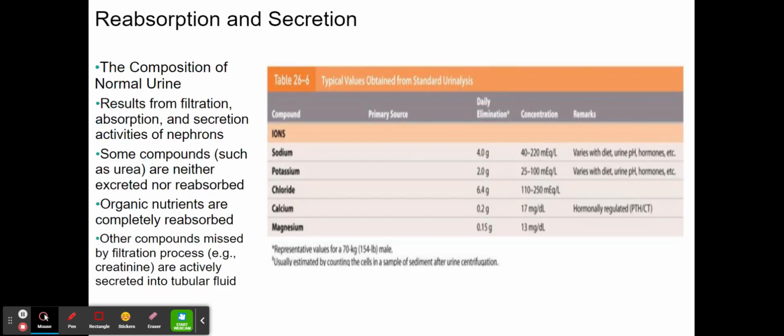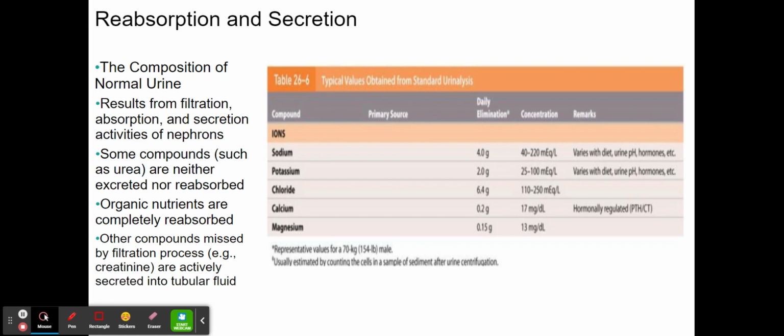As we've seen, more than 99% of the 180 liters of filtrate produced each day by the glomeruli is reabsorbed. It never reaches the renal pelvis for elimination. General characteristics of the remaining filtrate, or normal urine, are listed in Table 26-5. However, the composition of urine produced each day varies with the metabolic and hormonal events underway.